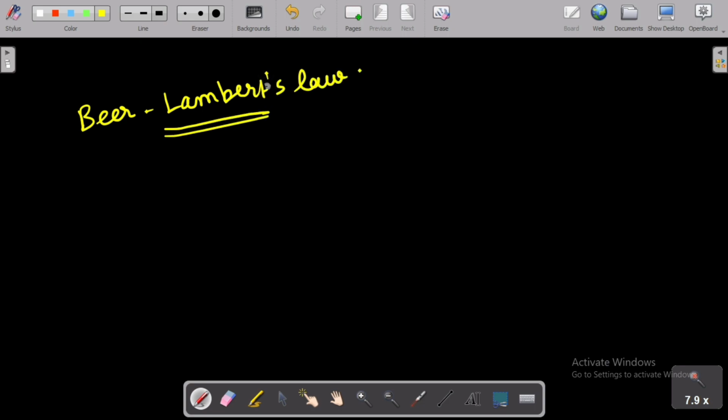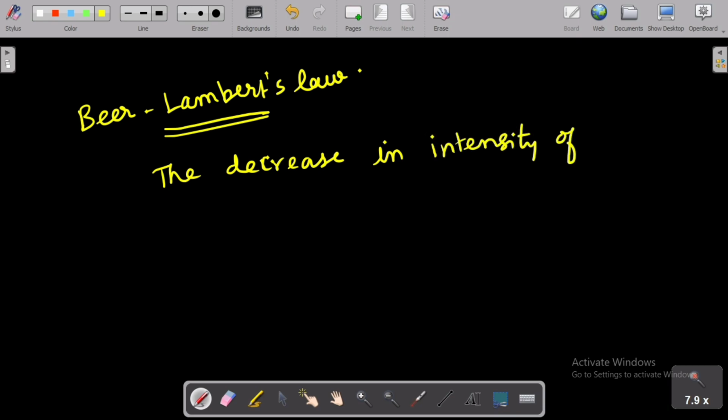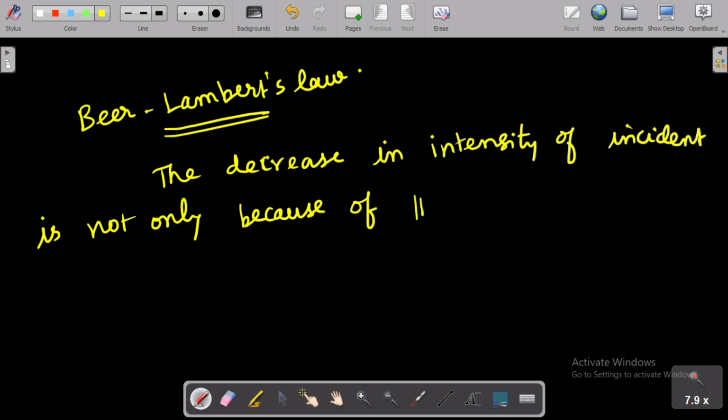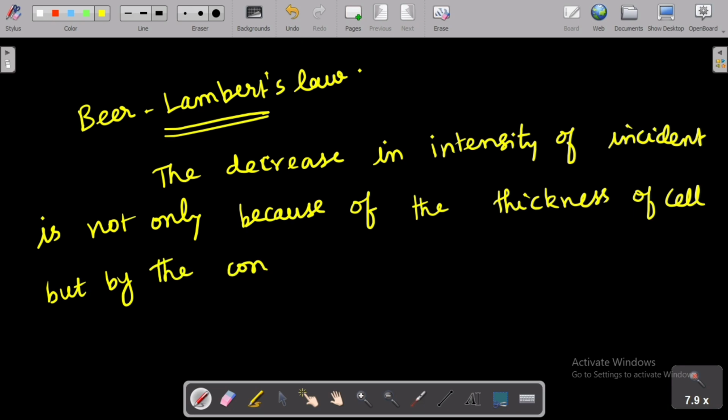Later, after Lambert's, Beer's law came and it states that the decrease in intensity of the incident radiation is not only because of the thickness of the medium or thickness of the cell, but also because of the concentration of the sample.